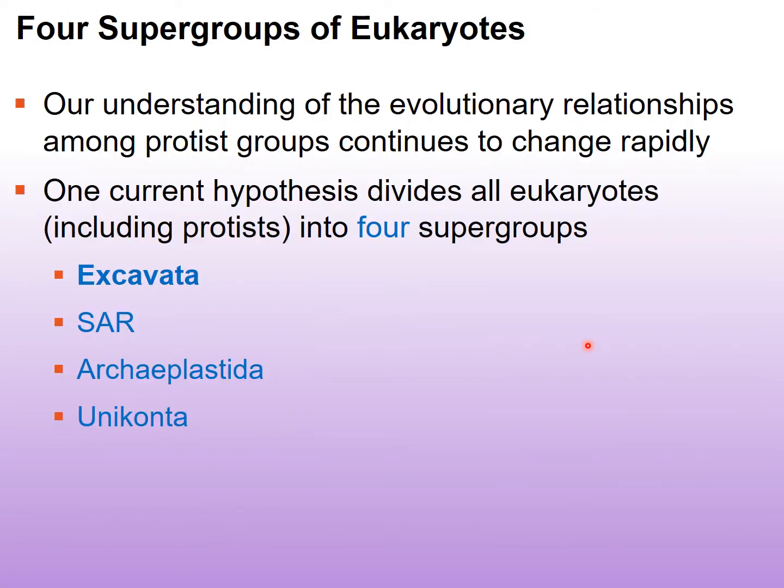Now, if we look at the four supergroups, I kind of explained that when we discussed the phylogeny in the first segment, but there are four major supergroups, which then, of course, further divide into subgroups and sub-subgroups. We're going to be dealing with the excavates, but the next three segments will include the SAR group, the Archaeplastida, and the Unikonta.